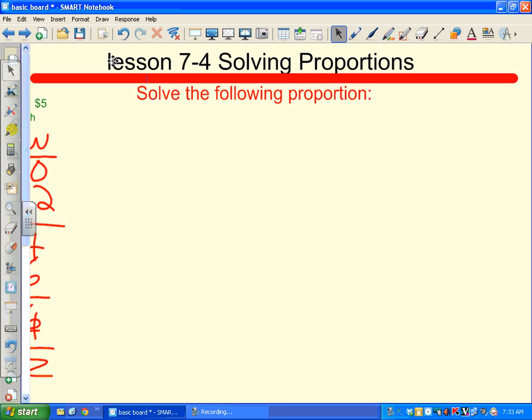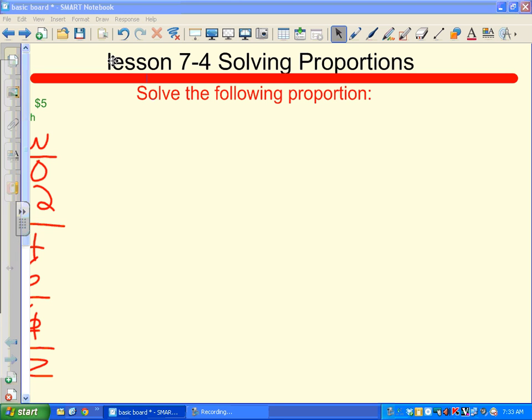All right, we're doing lesson 7.4 today, ladies and gentlemen. 7.4 is all about solving proportions. Now, proportions are great. They're basically ratios, again, that show the relationship between two different ratios or two different sets of numbers or two different facts. And this is where things get really handy in real life, because if you understand how to do proportions, you can solve all kinds of real world problems. Let's go ahead and get right into it.